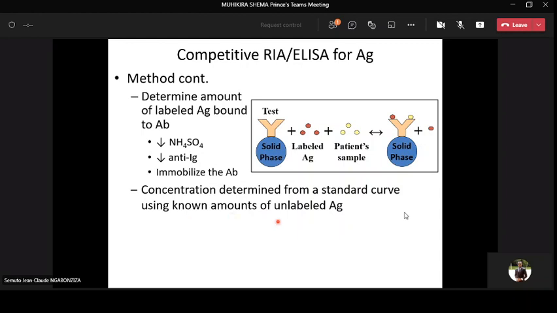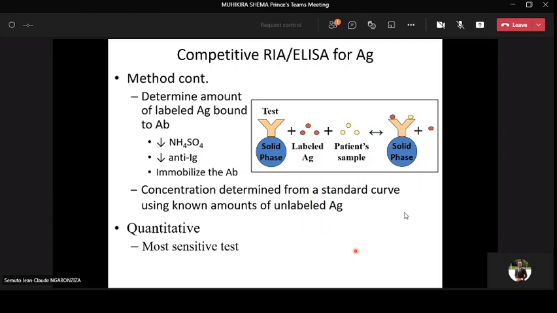So you already have the standard curve, and you will plot your reaction or your result on the standard curve to know the concentration of your antigen in the sample. It is very sensitive. It is good. You can know quickly the amount of antigen in the sample.